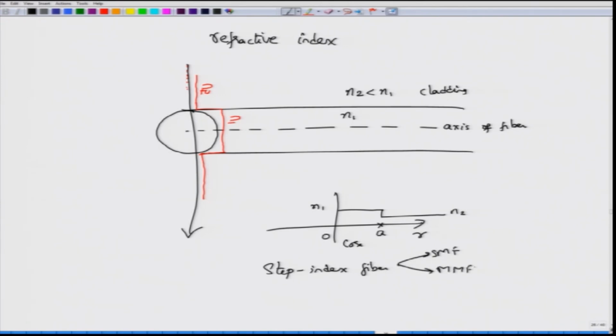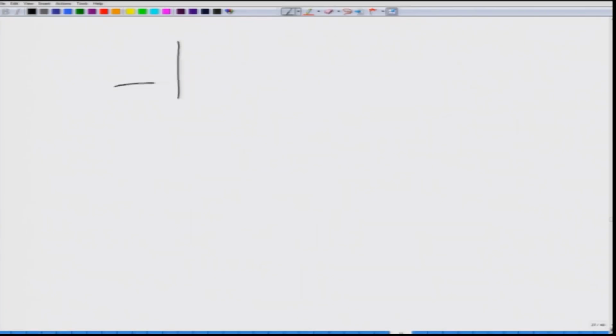It turns out that while the step index fiber is simple to analyze, in fact simpler than the other types of profiles, it is not the only refractive index profile that is possible, and you will find many different types of profiles. One profile that is very popular, especially for eliminating intermodal dispersion in multimode fibers, is called a graded index fiber.